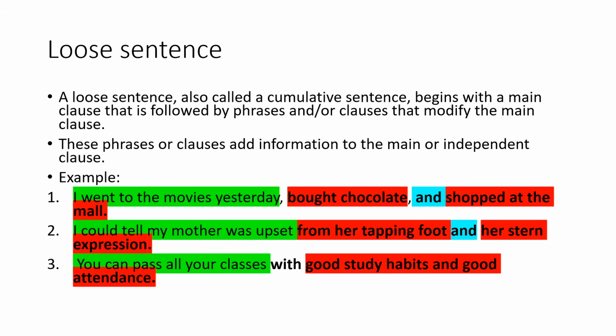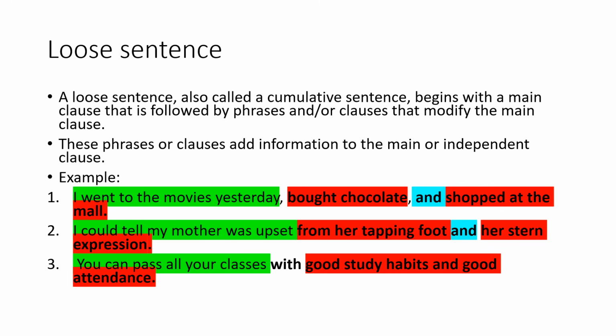Let's look at number 1. I went to the movies yesterday, bought chocolates, and shopped at the mall. By using the rhyme SNT, we can determine that the main clause or the independent clause is I went to the movies yesterday. Let's look at the other parts of the sentence. Bought chocolates and shopped at the mall. By looking at previous videos, we know that bought chocolates and shopped at the mall tells us more about I. Therefore, this part of the sentence is called an adjectival phrase.